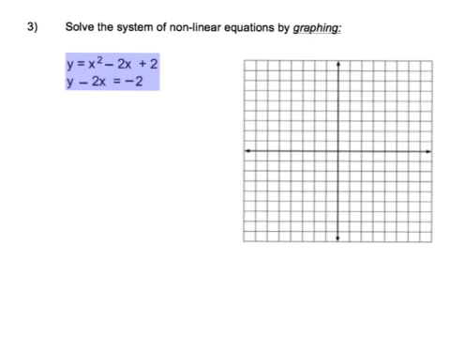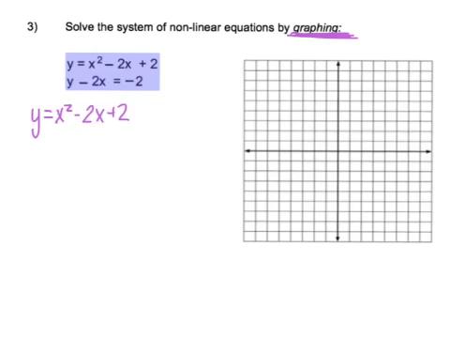Number 3, you need to solve the system by graphing. When we solve equations by graphing, you want to look at each equation separately. So let's first look at our parabola, y equals x squared minus 2x plus 2. Focus only on this equation right now.